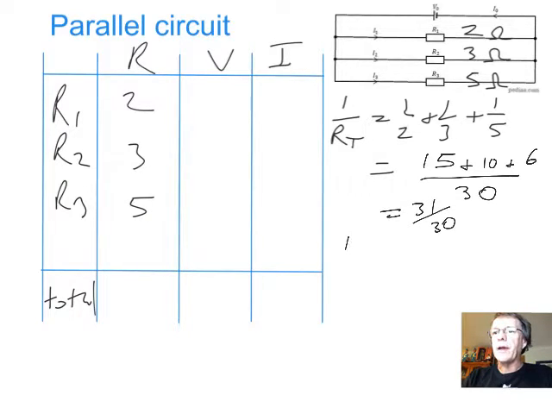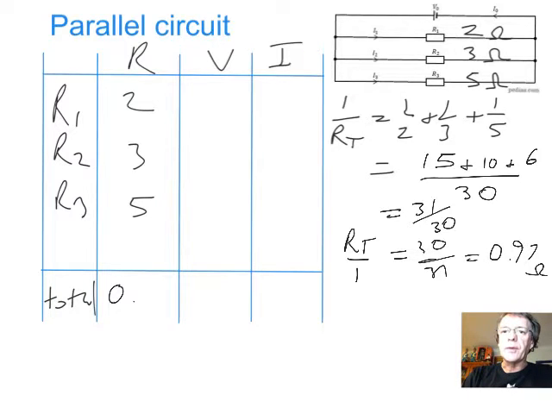So that means RT over 1, to get the total resistance, you need to flip both of these over, and you get 30 over 31, which means you get about 0.9666 or 0.97 ohms as a total resistance value. So you've now got your total resistance in this column here. So you're doing the same sort of idea of working your way down the resistance column first. You now need to work your way across the totals at the bottom again like before.